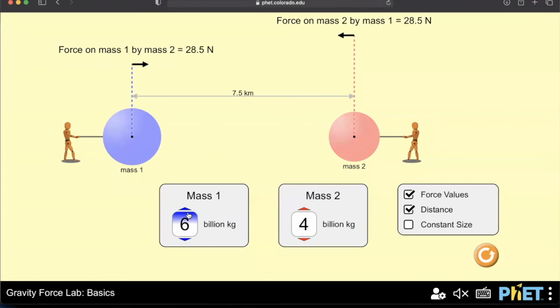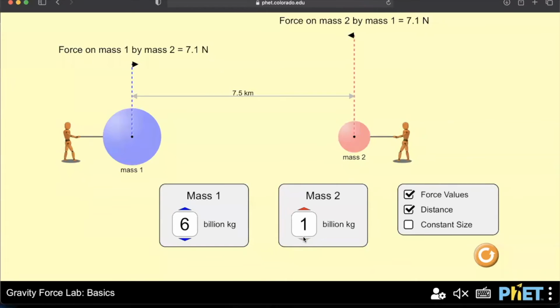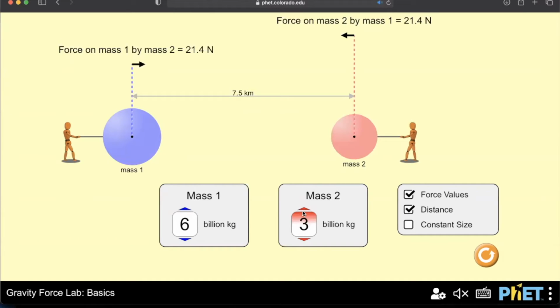You might notice a pattern. Whenever mass 1 is multiplied by a number, the force of gravity is multiplied by that number. That means that the force of gravity is proportional to mass 1. And the same can be said for mass 2. If we halve mass 2, then the force is halved. If we halve it again, then it's again halved. If we triple it, then the force is tripled.